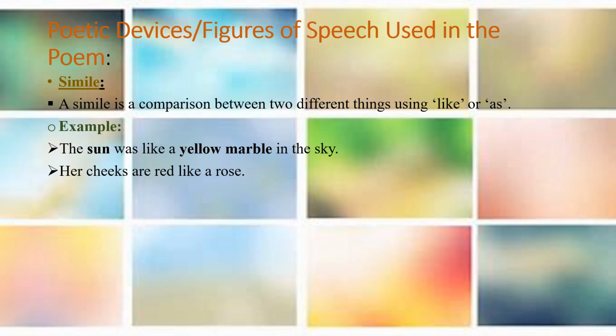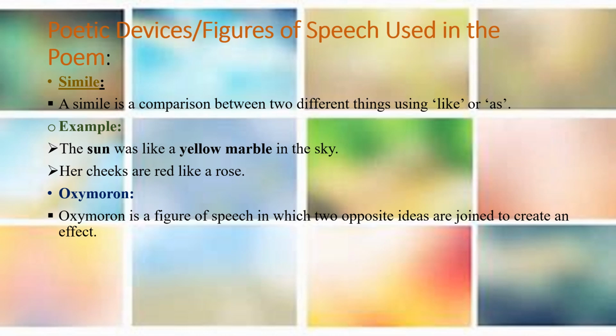The next one is, her cheeks are red like a rose. So over here, cheeks are being compared with a rose. Why? Because both have the red color, so they are being compared with each other.